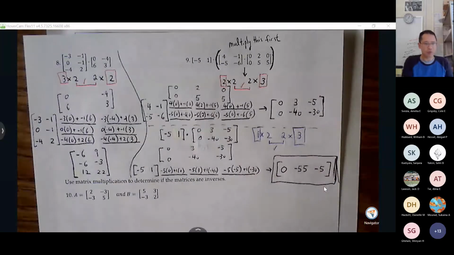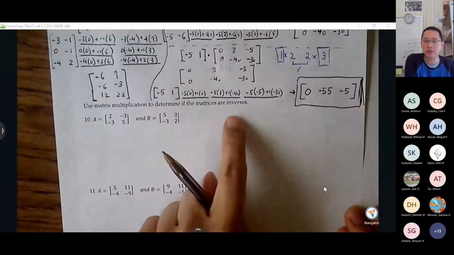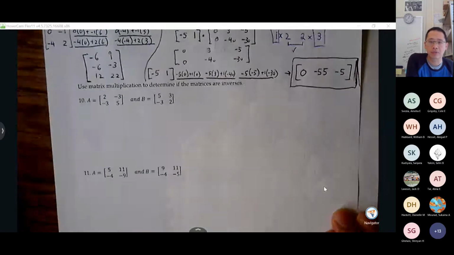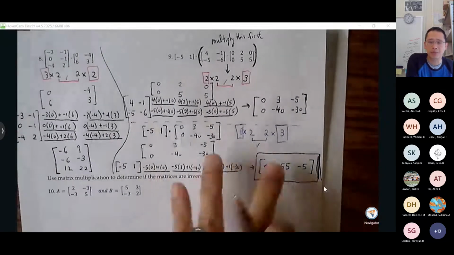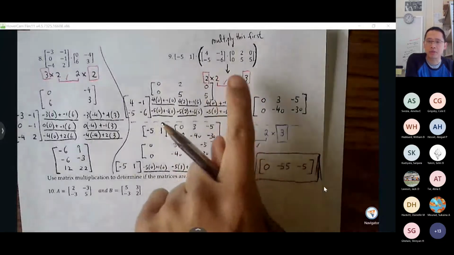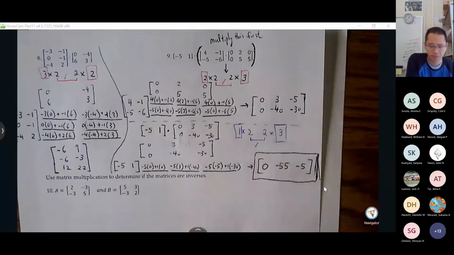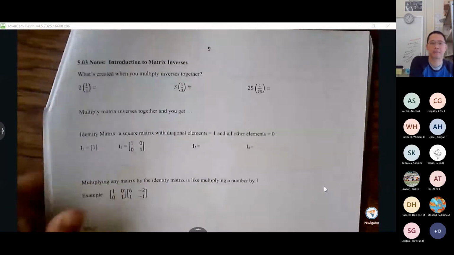Okay, so before we get to 10 and 11, these are dealing with inverses. I want to introduce the topic of inverses before we're able to do these problems. But yeah, number 9 is a bit messy because we have to go through multiple steps. So any questions with number 9 before we move on to inverse notes? All right, so if you guys can go to page 9 in your packet.